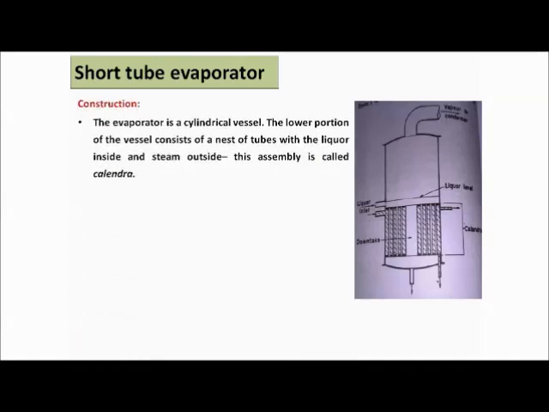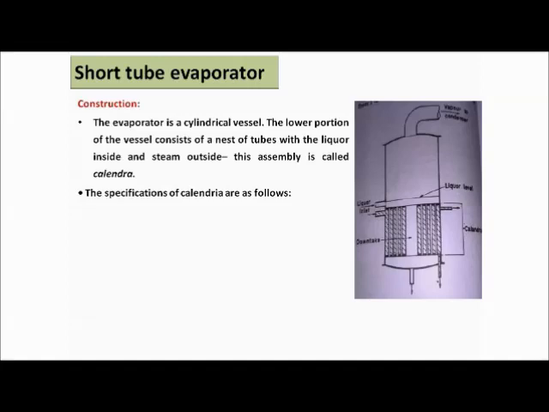Thus, first of all, the construction. The evaporator is a cylindrical vessel. As you can see, it is a cylindrical vessel. The lower portion of the vessel has the nest of tubes. These are the nest of tubes with the liquor inside, right, and steam outside. This assembly is known as the calandria.